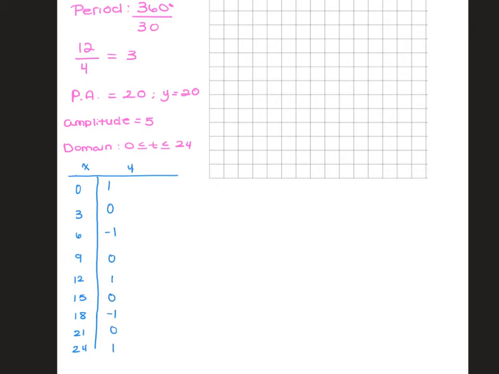All right? Now, we have transformations that we need to apply. Because we have an amplitude of 5, I'm going to multiply by 5. So each of these is going to be multiplied by 5 here. So multiply every output value by 5. Once I get that result, I'm going to add 20. So I'm going to add 20 to each of these output values, because I need to account for that principal axis that I have in the original equation.